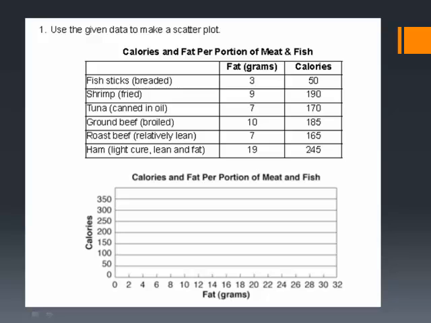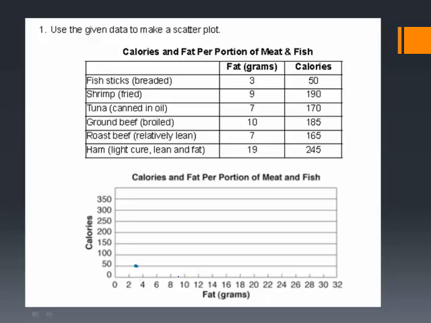All right, so we want to use data that's been given to us to make a scatter plot. So first we want to look at this, and we've got fat grams and calories, and we have different types of food. On our graph, we've got calories on our y-axis and fat grams on our x-axis, and we want to start putting the points in order. 3 fat grams, 50 calories. So 3 is halfway between 2 and 4, and here's 50.